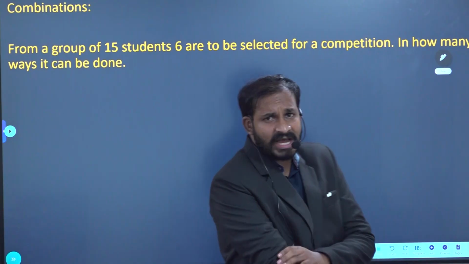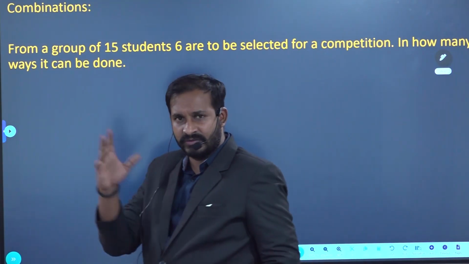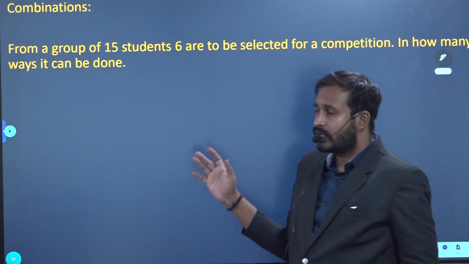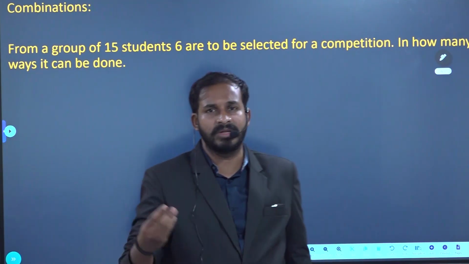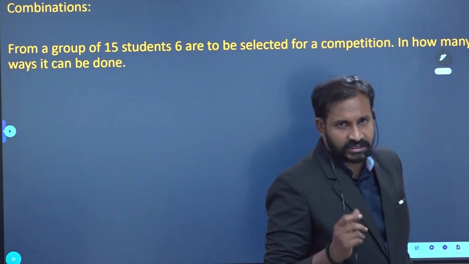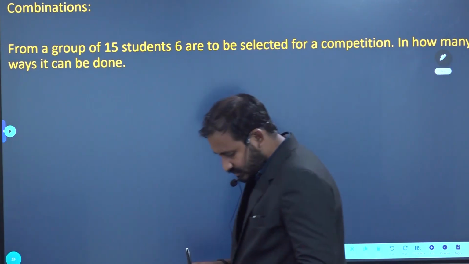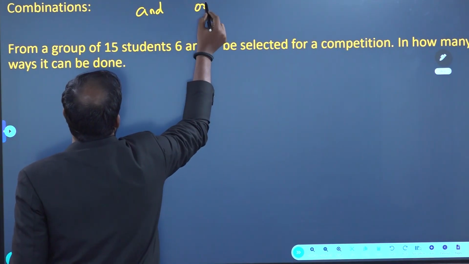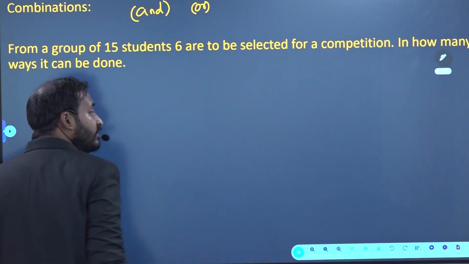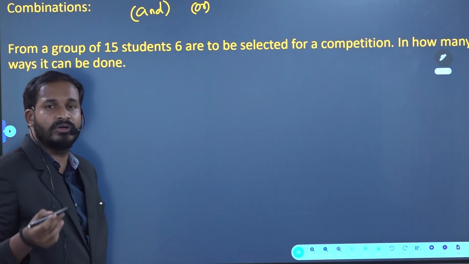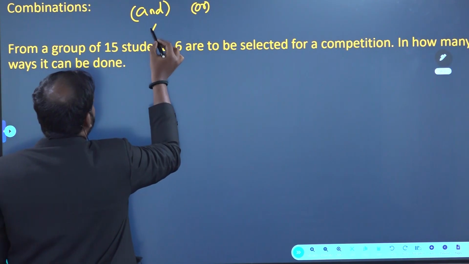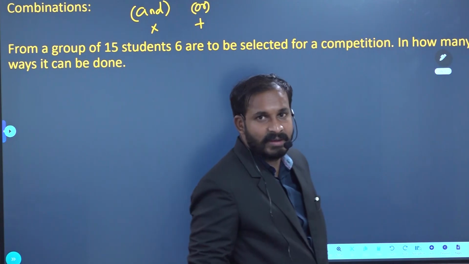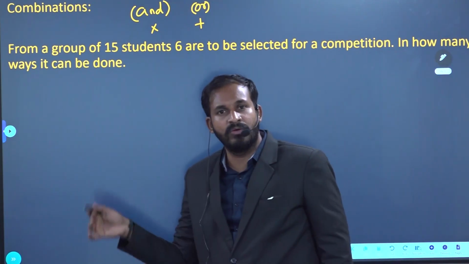In our last session we discussed permutations and we saw different conditions based on them. Now in this session we are going to see combinations, and after that we are going to solve some problems based on both permutations and combinations. In combinations, students, we will most commonly use the words "and" and "or". "And" means into, "or" means plus. Remember this, because we are going to use it more frequently.